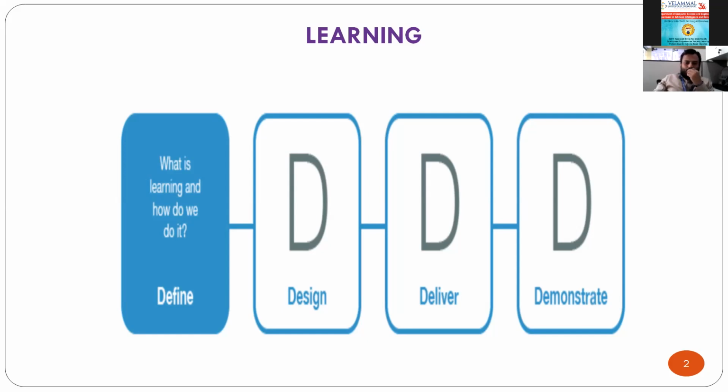Last one is demonstrate. So demonstrate is also very, very important. So how it is applied with real-time applications or industry oriented, that is called demonstrate. That is a case study, or nowadays different types of learning: project based learning, active learning, game oriented active learning, peer assisted learning. Like that, the different types of learning are called demonstrate. So learning is nothing but having the 4 Ds: define, design, deliver, and demonstrate.